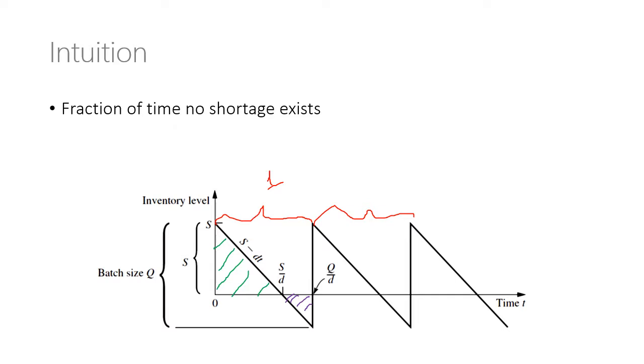If you look at the time axis, then this is the time period of one cycle, which is Q by D, and then this is the time period 0 to S by D, for which there was no shortage. So this is how I can find out the fraction of the time in a cycle for which there was no shortage, which is simply P divided by P plus H. You can just pause the video, substitute the values of S star and Q star in this ratio, and verify whether this ratio is correct or not.